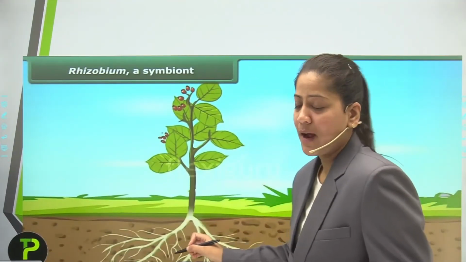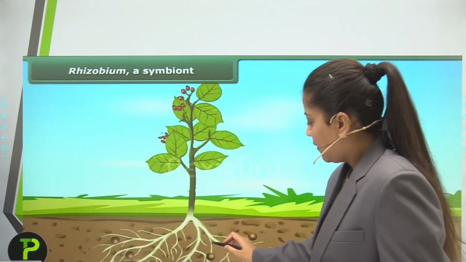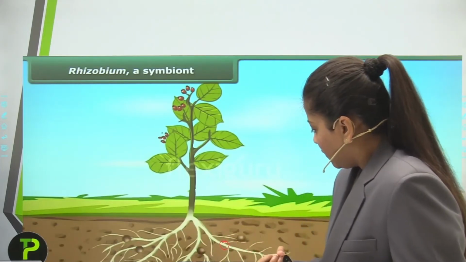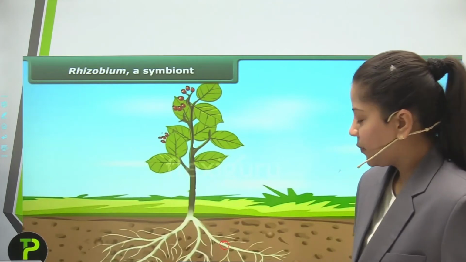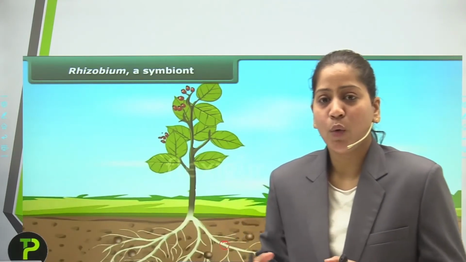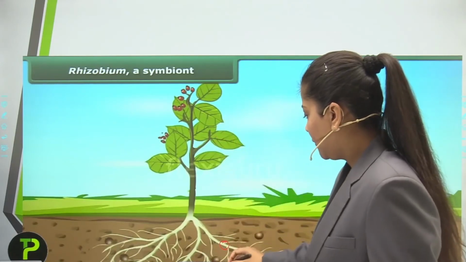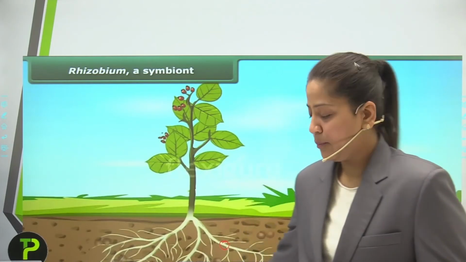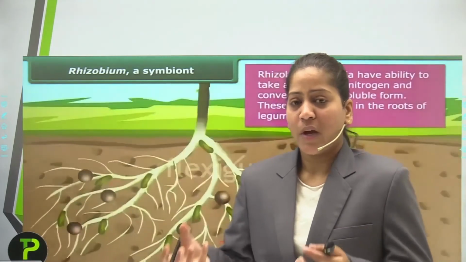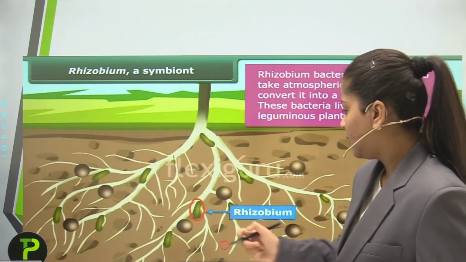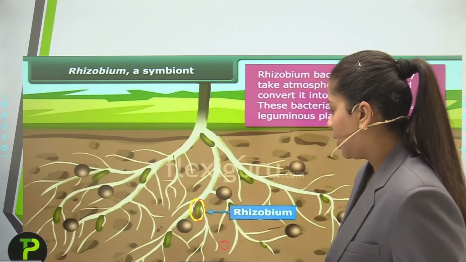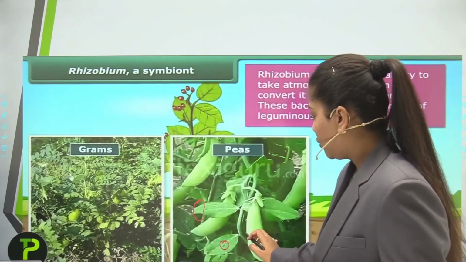What are leguminous plants? Leguminous plants are those which have nodes in their roots. So this is a plant which has nodes in its roots, and a bacteria called rhizobium is present there. Here you can see a bacteria called rhizobium, and these are the nodes of the roots.